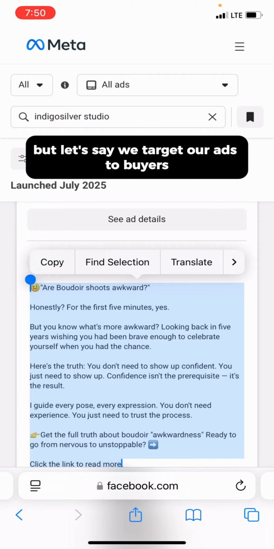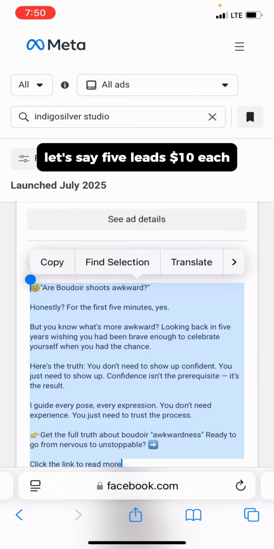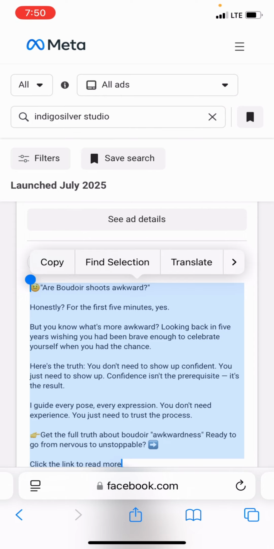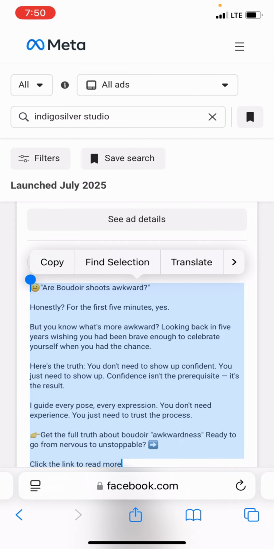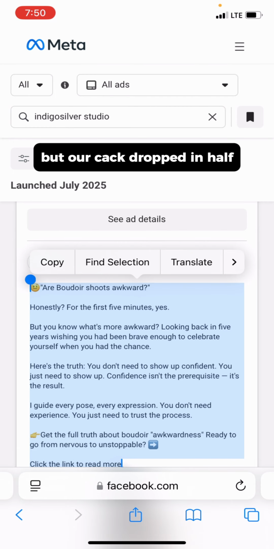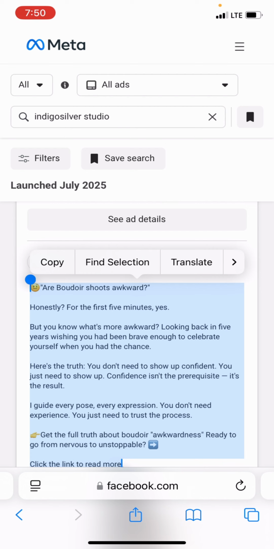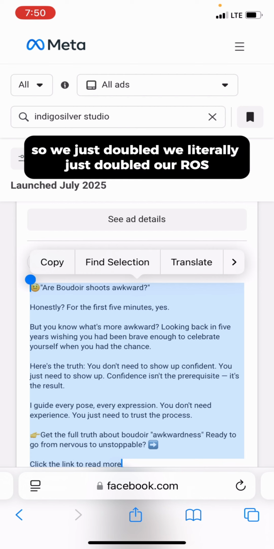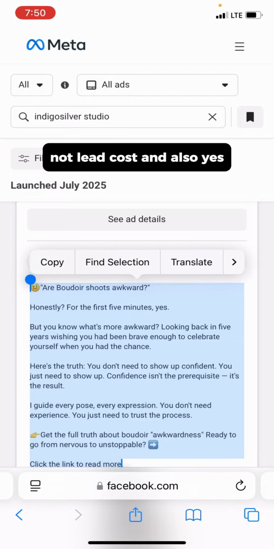But let's say we target our ads to buyers and we get, I don't know, let's say 5 leads, $10 each, one person buys. So $20 per lead versus $1 per lead. But our CAC dropped in half. It cost us $50 to get someone to buy instead of $100. So we literally just doubled our ROAS. So it's CAC that matters, not lead cost.